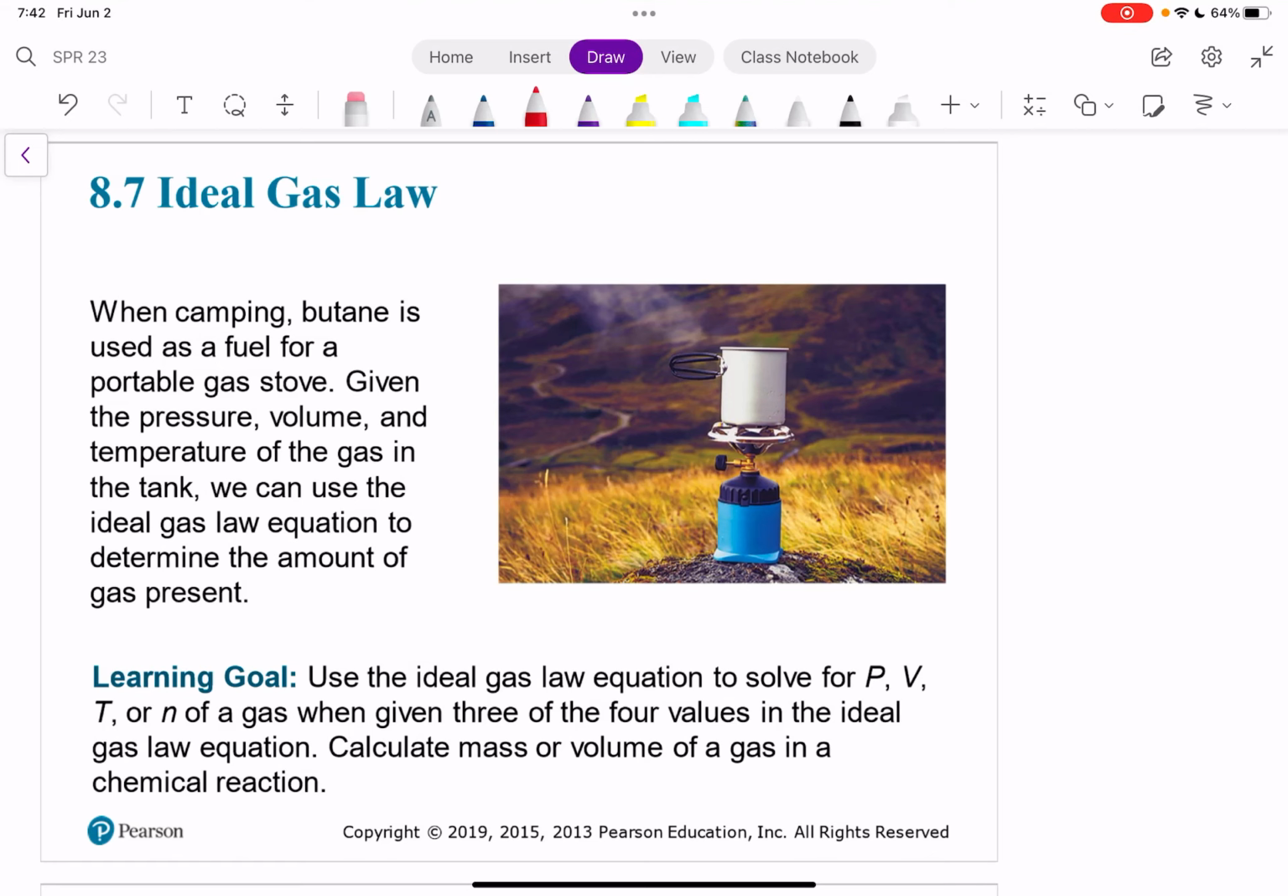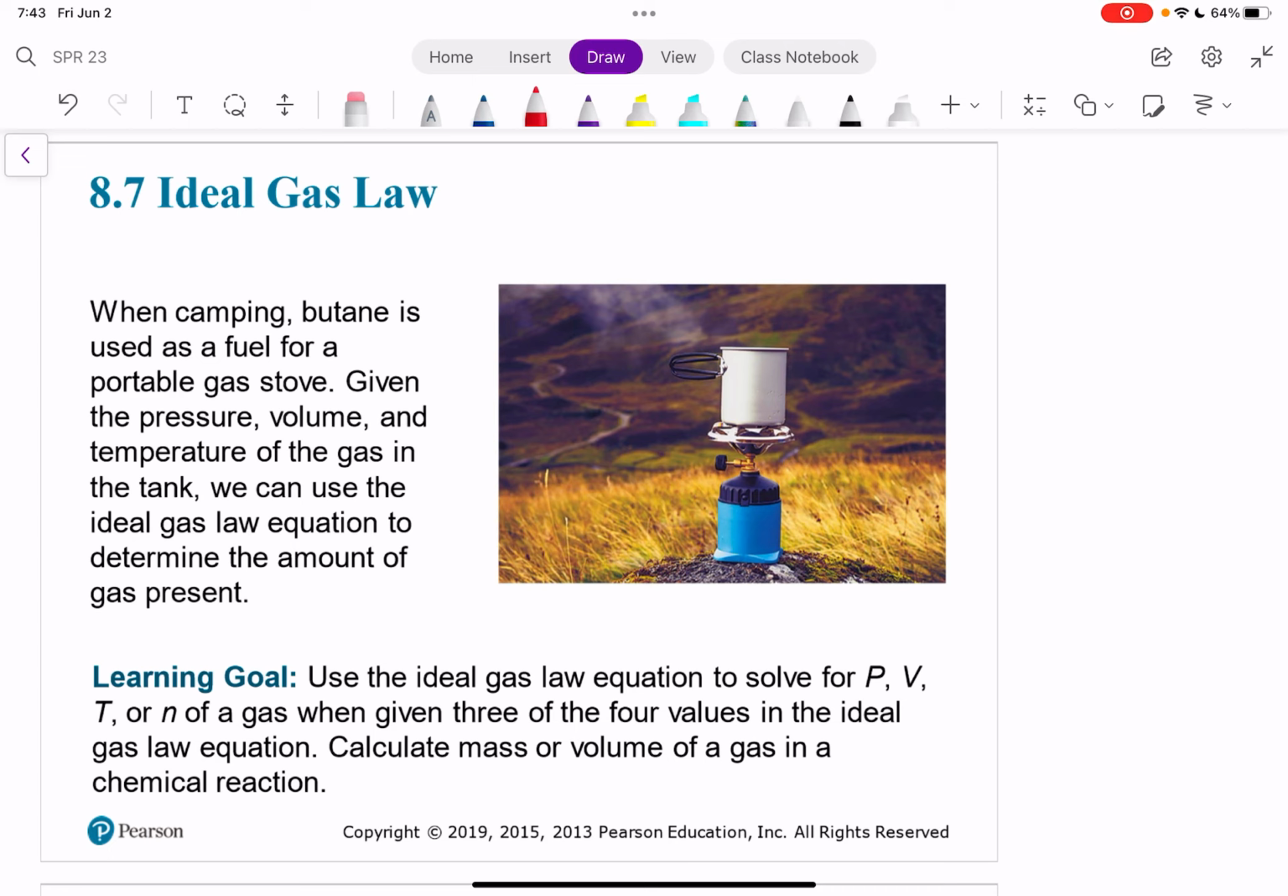In this video, we're going to be talking about my personal favorite gas law, which is the ideal gas law. The reason it's my favorite is because it connects all of these different relationships that we've been learning about, plus moles. And I like to think about moles because I love chemistry.